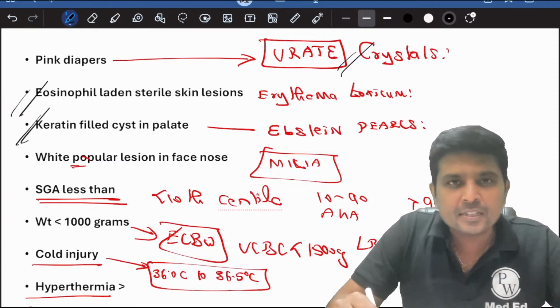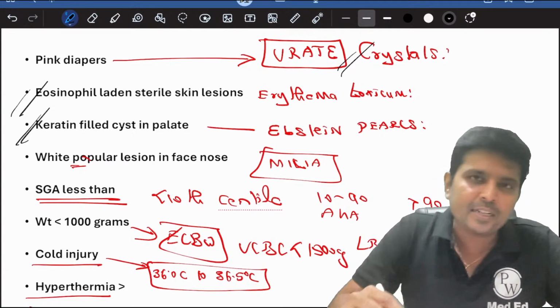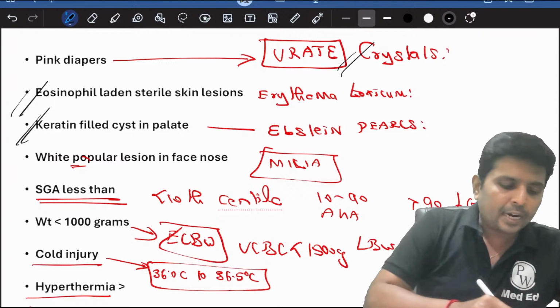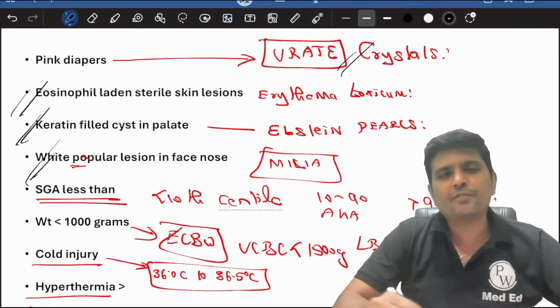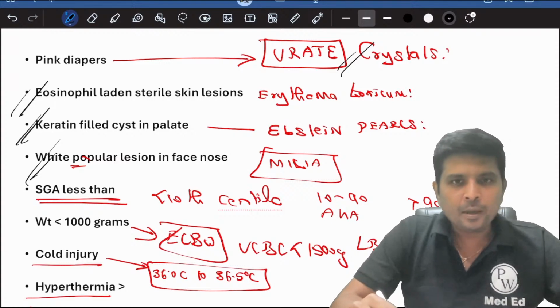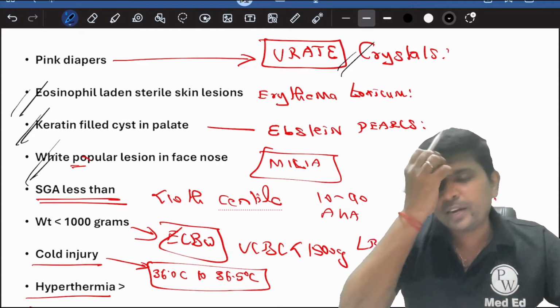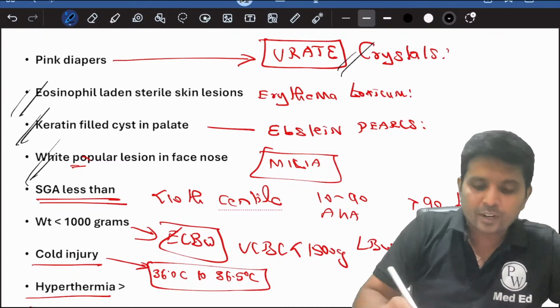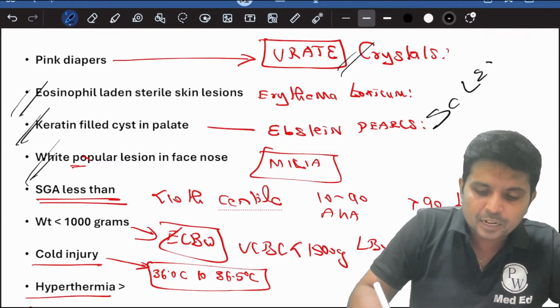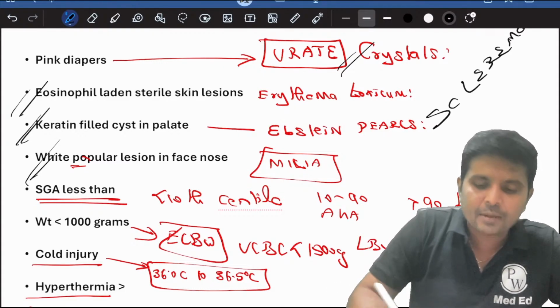Whereas keratin filled cysts in the hard palate are called keratin pearls, and the white papular lesions on the face and nose are nothing but milia. All of them are benign conditions. But one thing that has to be worried about is sclerema. Sclerema is not a benign condition. What is called sclerema?